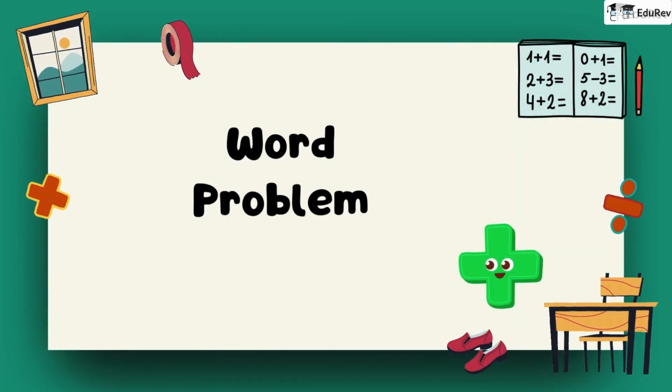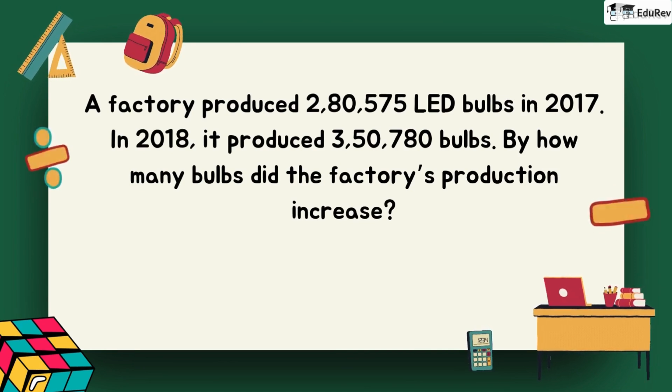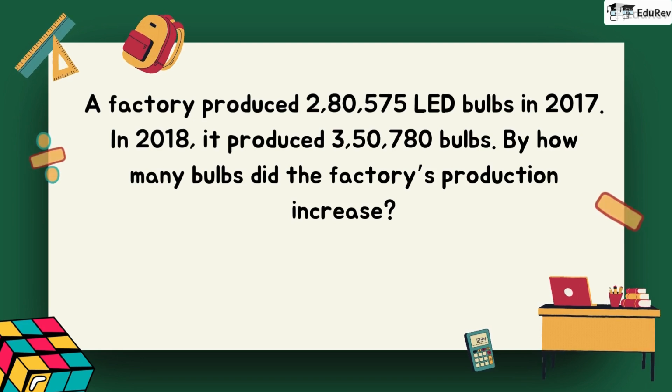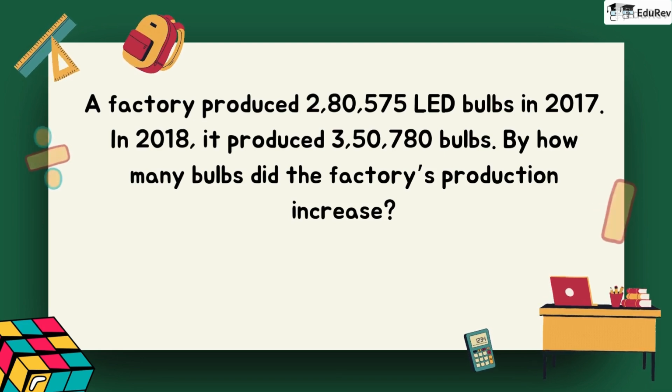Let us solve a word problem now. A factory produced 2,80,575 LED bulbs in 2017. In 2018, it produced 3,50,780 bulbs. By how many bulbs did the factory's production increase?